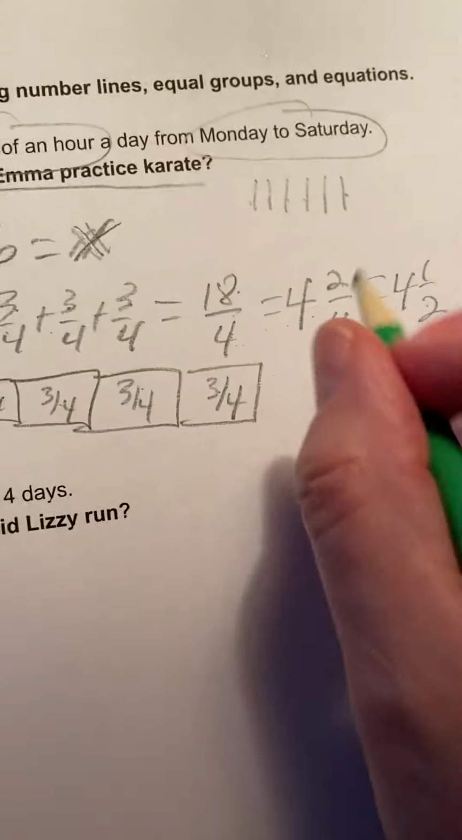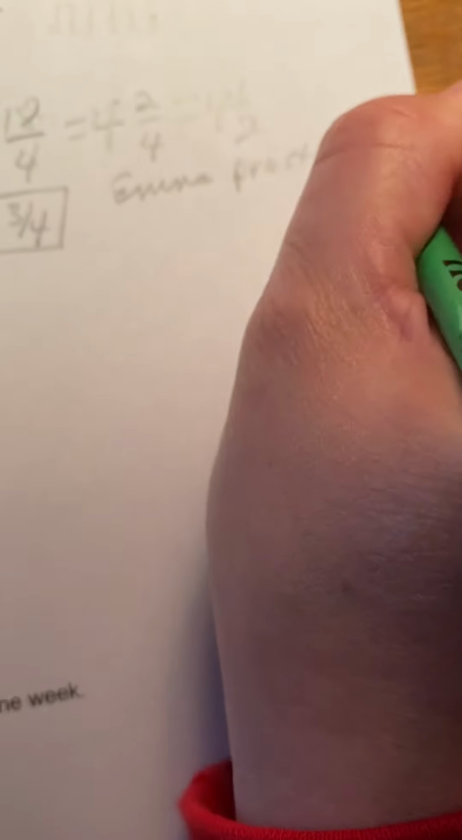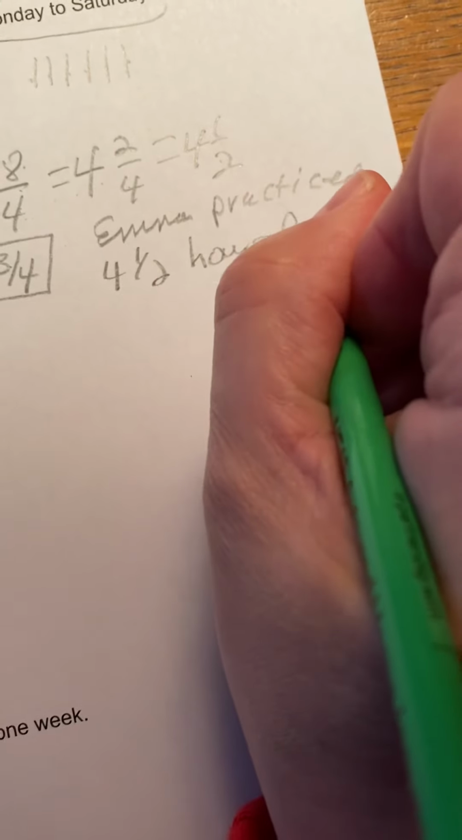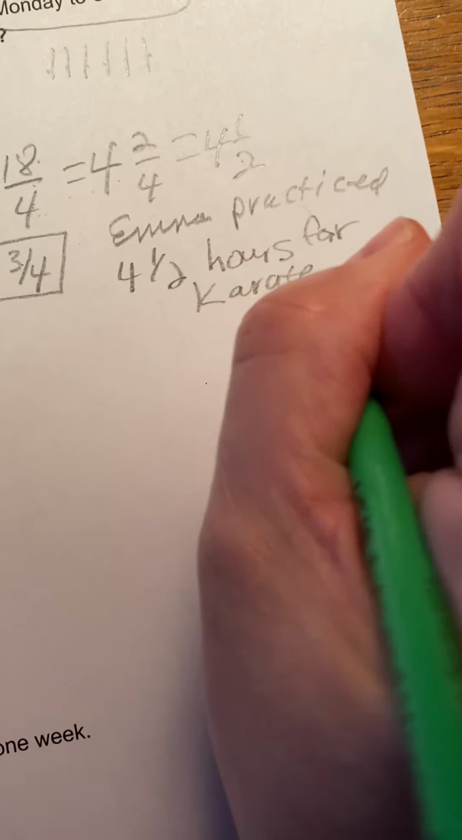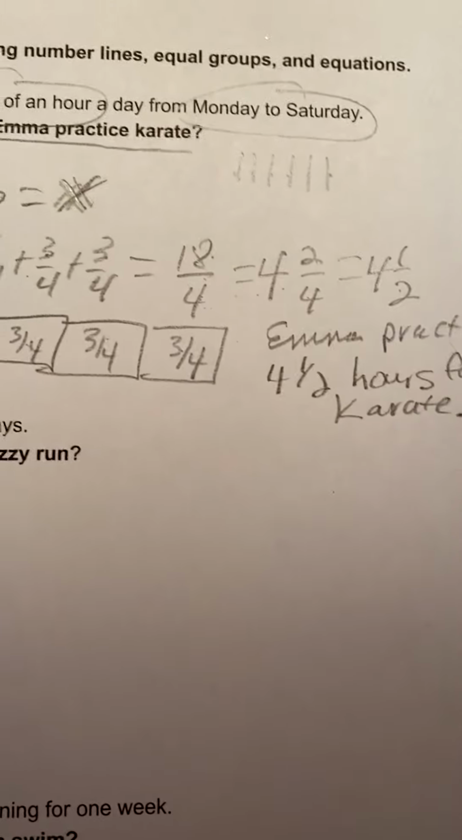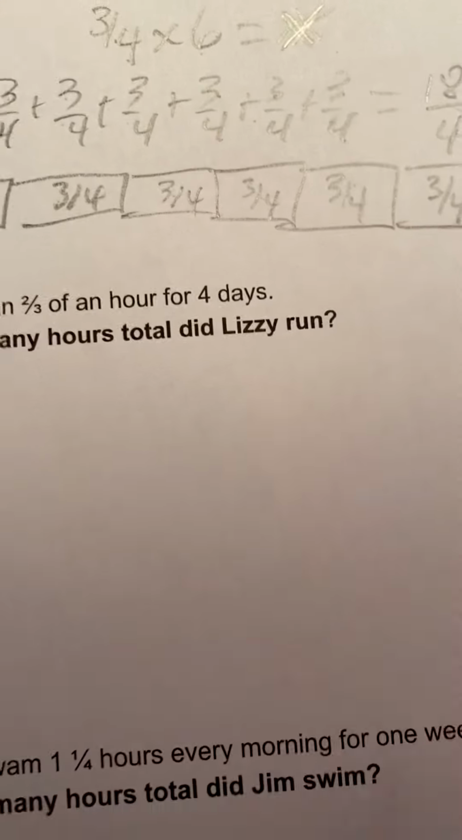And if we're going to write our sentence like we know we will, in a complete sentence, Emma practiced 4 1/2 hours for karate, or something similar to that. It doesn't have to be the exact same sentence. All right, so again, 3/4 times 6 equals 4 1/2.